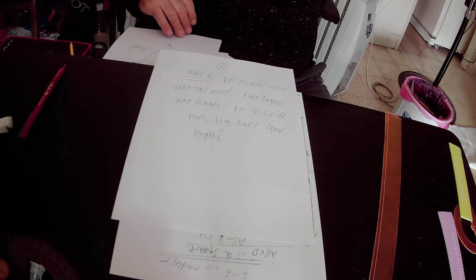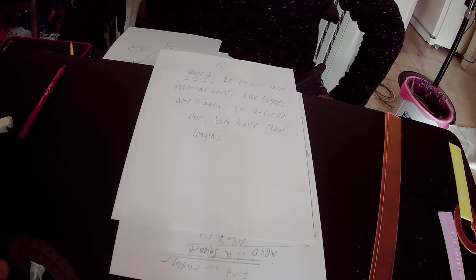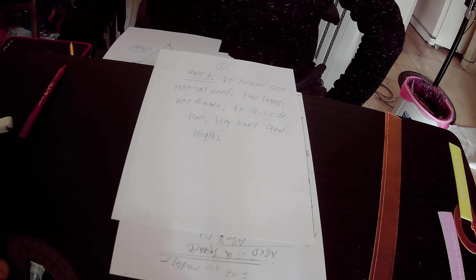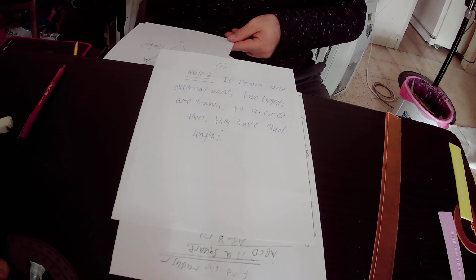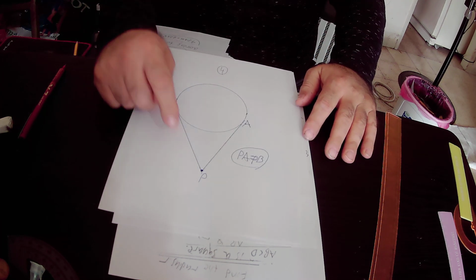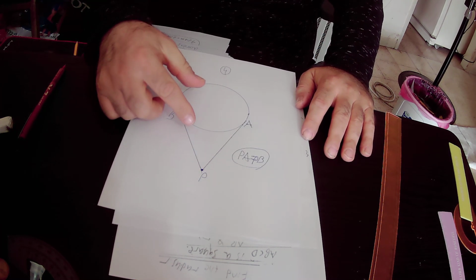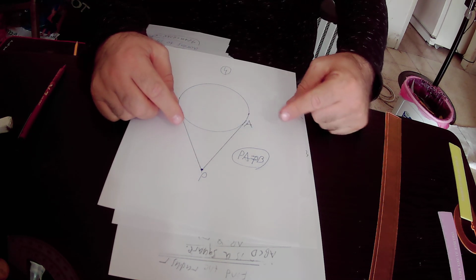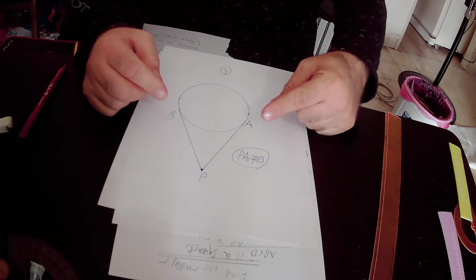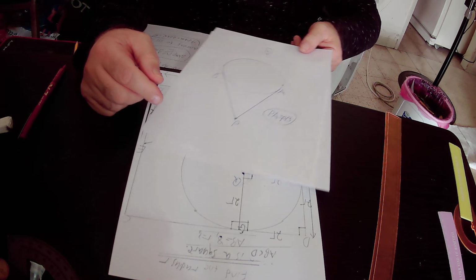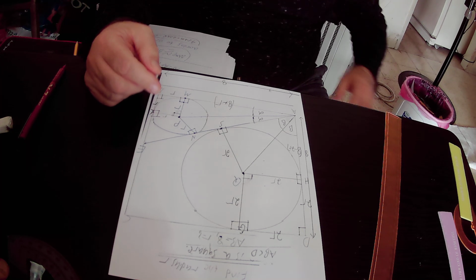that states that if from one external point two tangents are drawn to a circle, then the lengths of the two tangents are equal to each other. So the meaning of rule number 2 is actually that if you have an external point of this circle, that is to say point P, you draw two tangents to this circle, then the lengths of those two tangents are equal to each other, that is to say AP equals BP, or PA equals PB.